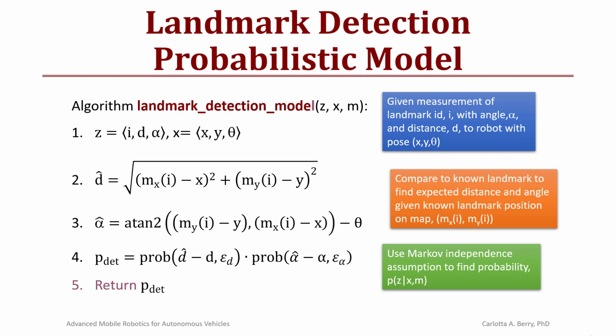Now to calculate that probability using our independence assumption, we take the expected value for the distance minus the sensor distance as the mean for the normal or Gaussian distribution, where epsilon, which is our error, ends up being our standard deviation, times the probability of the expected bearing minus the bearing from our sensor measurement as our norm for our Gaussian distribution. And then we have the error for our angle, where the error for the angle and distance was given as 0.5. And then we return the probability of that landmark detection.